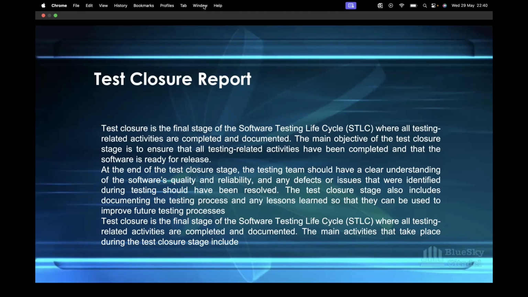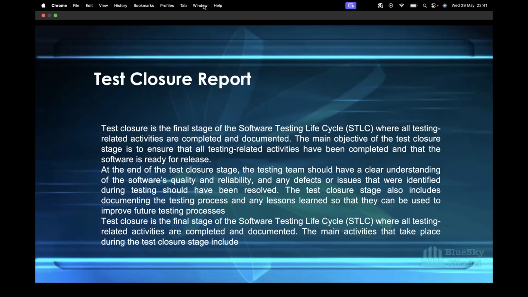He also said that at the end of the test closure stage, the testing team should have a clear understanding of the software quality and reliability, and any defects or issues that were identified during testing should have been resolved. Yes, any defects found during testing should be resolved. The test closure stage also includes documenting the testing process and any lessons learned, like, as I said, the feedback you get and what happened during the project life cycle.